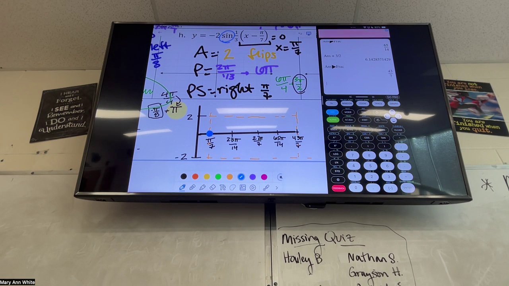Now it's a flipped sine. So when I start at the middle, where am I going to go next if it's a flipped sine? Down. Very good. Down to the bottom of our little grid, back to the middle, to the top, back to the middle. Okay.